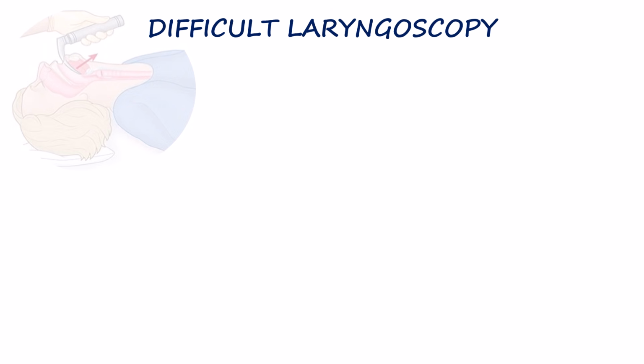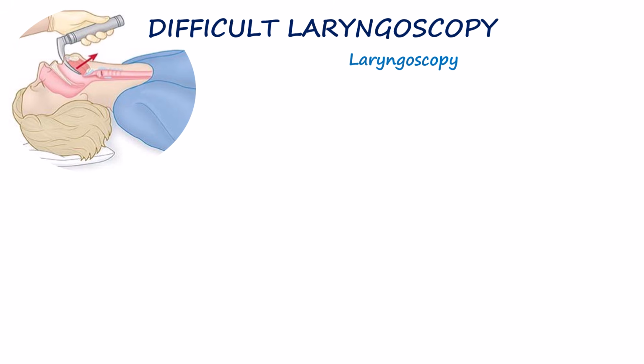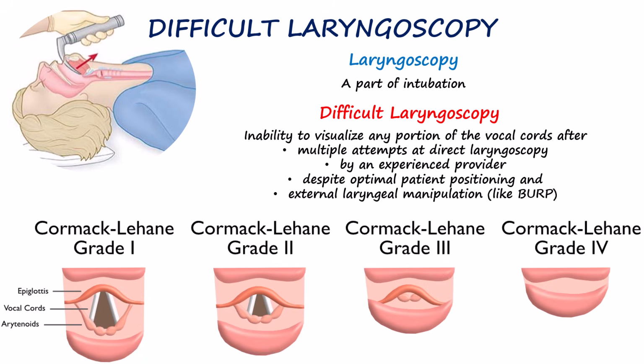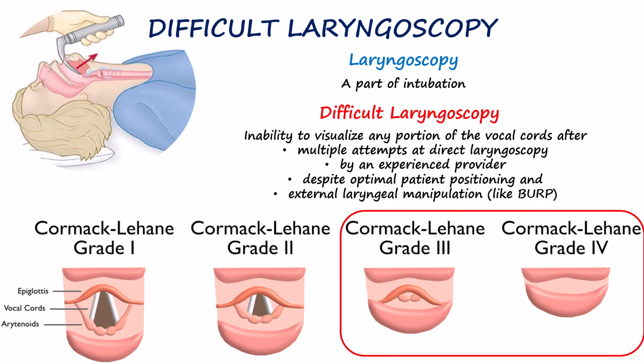Laryngoscopy precedes intubation, and an easy laryngoscopy is essential for safe and effective intubation. Difficult laryngoscopy is generally defined as the inability to visualize any portion of the vocal cords after multiple attempts at direct laryngoscopy by an experienced provider, despite optimal patient positioning and external laryngeal manipulation. In practice, it typically corresponds to Cormack-Lehane grade 3 or 4, where only the epiglottis or no glottic structures are visible, despite optimal efforts.